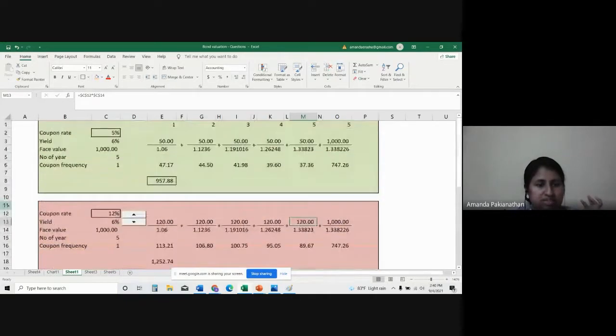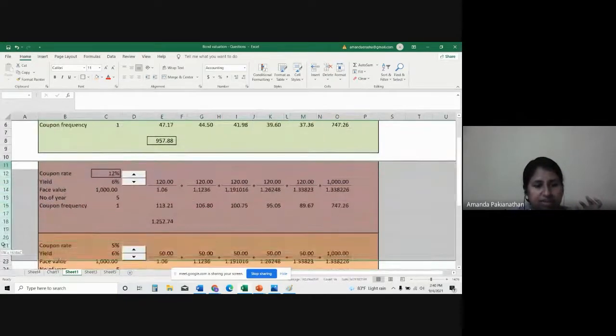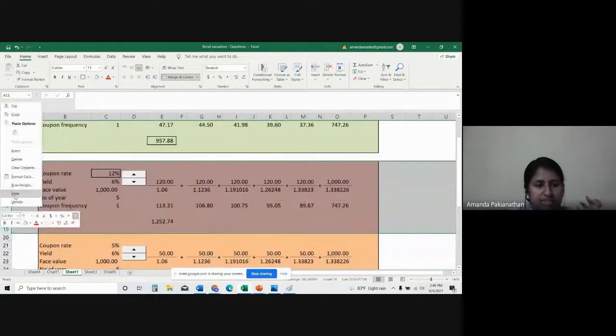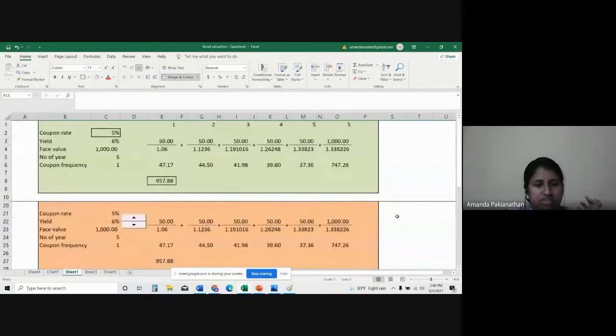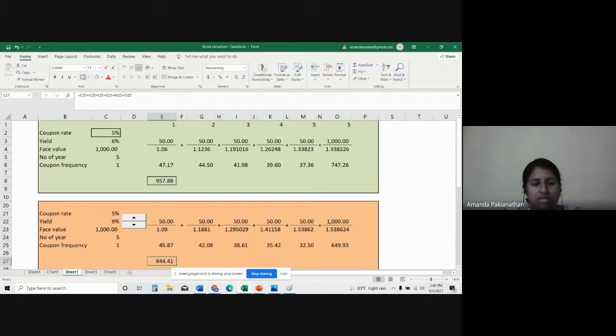Let's go to the second one. We'll come back to this again, but for now, let's hide it. In the second one, again, all factors are very much similar, but let's increase the yield rate. In other words, we are increasing the required rate of return. Can you see, whenever I increase the required rate of return, what happens to the value of the bond? It is declining.